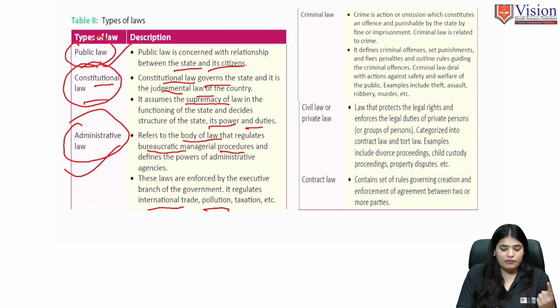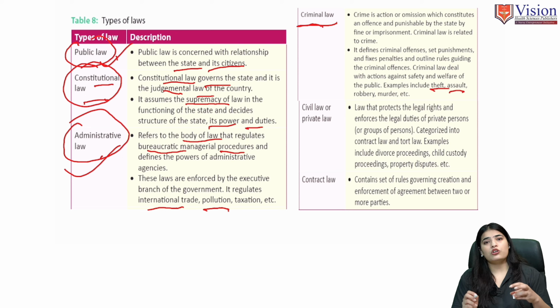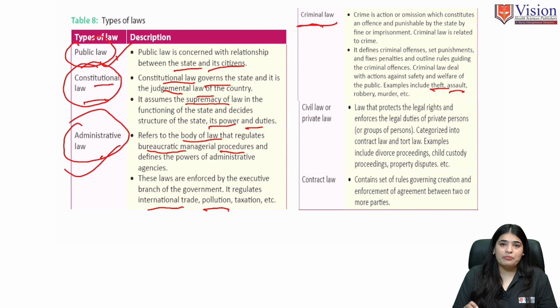So the first one was the public law, constitutional law, or administrative law. Next comes the criminal law. Okay, so as the name is suggesting, it is a law against any criminal offense. For example, it is the law against thefts, it is the law against assaults, robberies, murders, etc. And it has a set of provisions for different kinds of crimes. So that is criminal law.